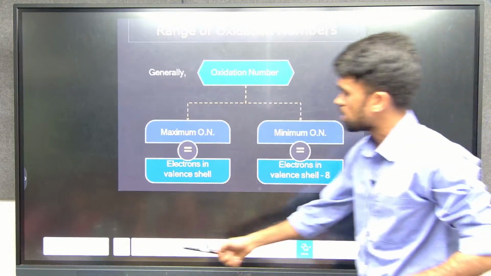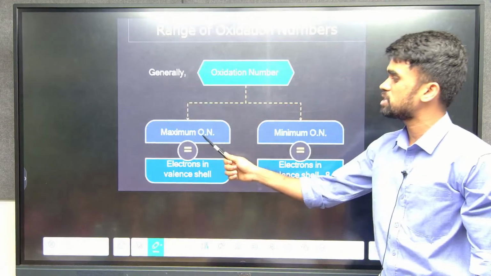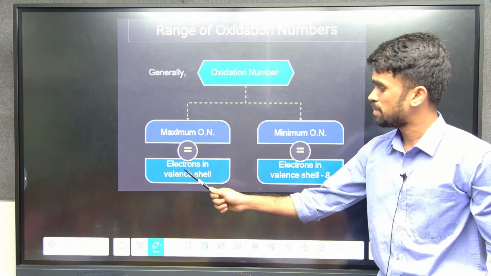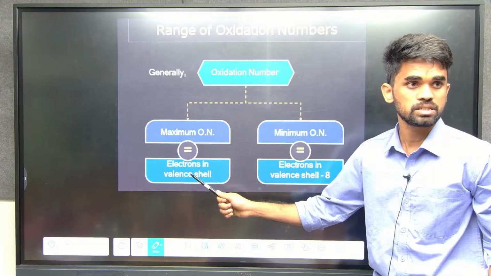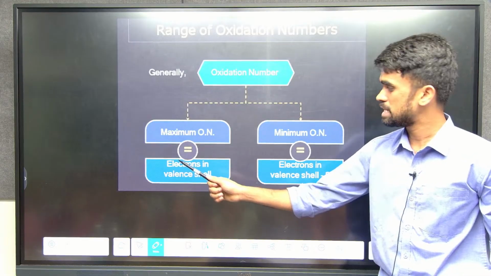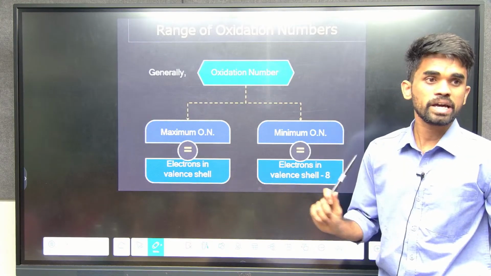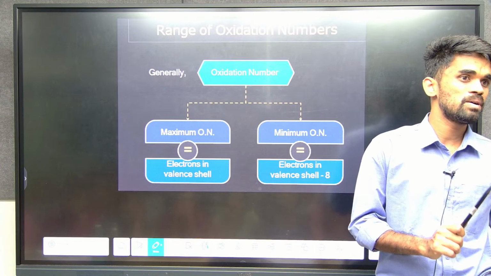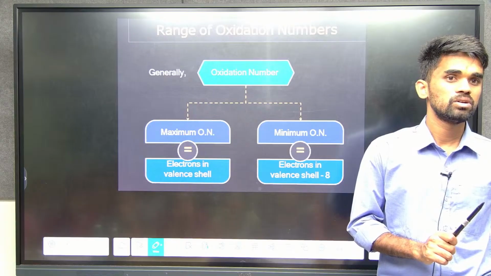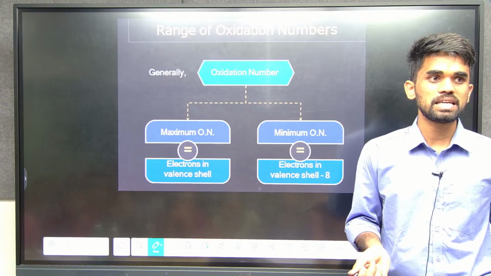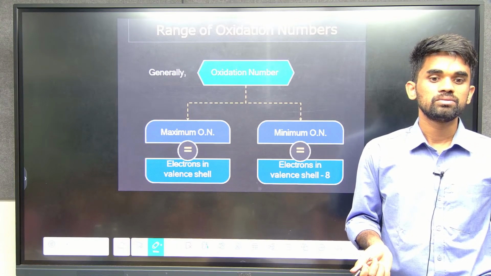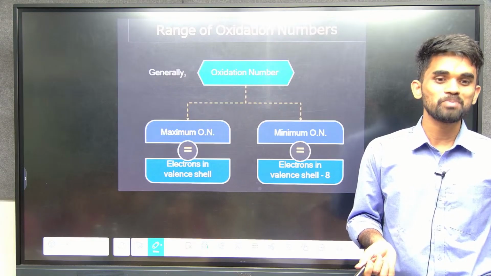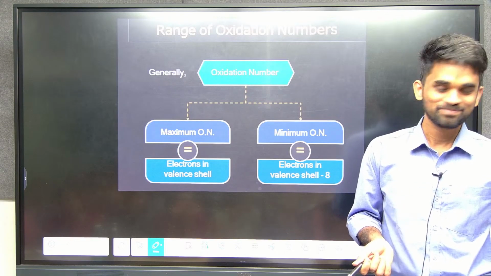When you are finding oxidation state, the maximum oxidation state of an element equals the maximum number of valence electrons in that element, that is, electrons in the valence shell. Okay, carbon, how many valence electrons are there? 4. So its maximum oxidation state will be +4. Nitrogen, how many valence electrons are there? 5 valence electrons. So the maximum oxidation state is +5.